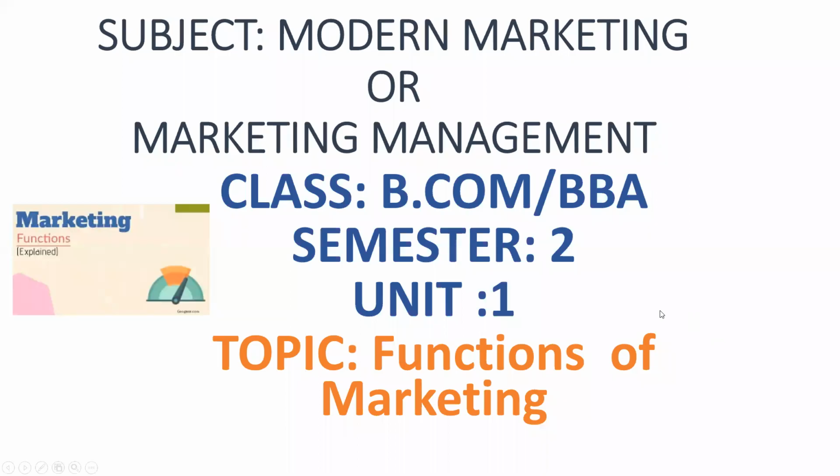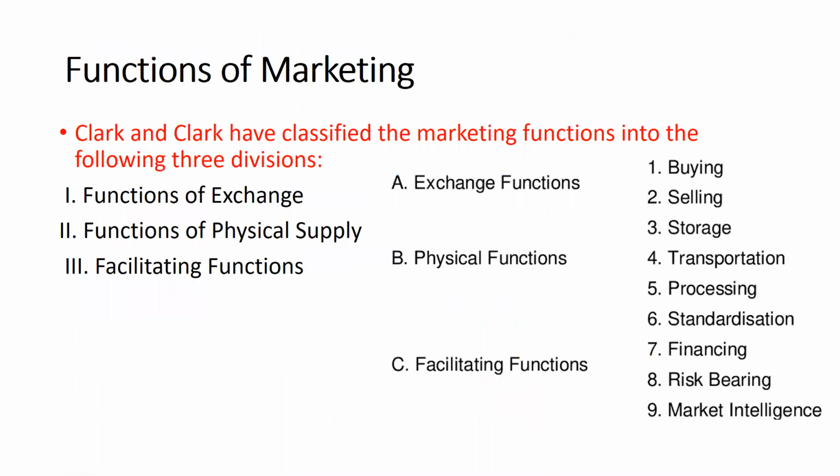In this session of modern marketing, the focus will be on the topic functions of marketing. Basically, the functions of marketing have been classified by Clark and Clark into three main divisions. The first division is functions of exchange, functions of physical supply, and the third is facilitating function. Exchange functions can be grouped together as buying, selling, storage. Physical functions include transportation, processing, standardization. Facilitating functions include financing, risk bearing, and market intelligence.